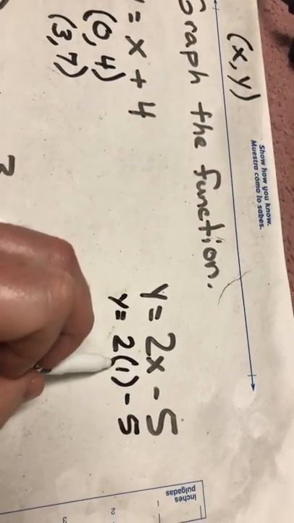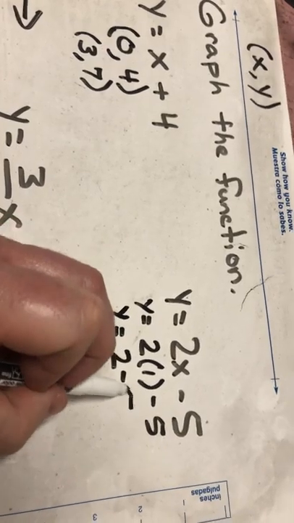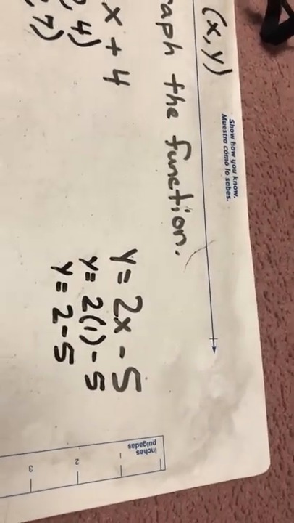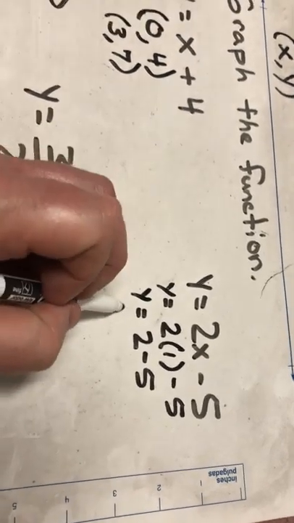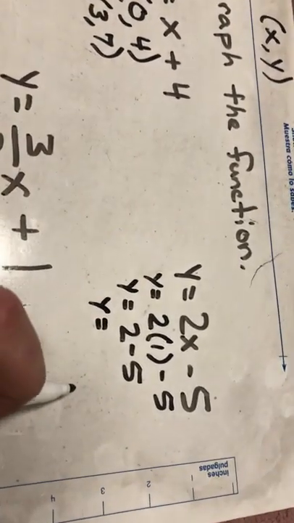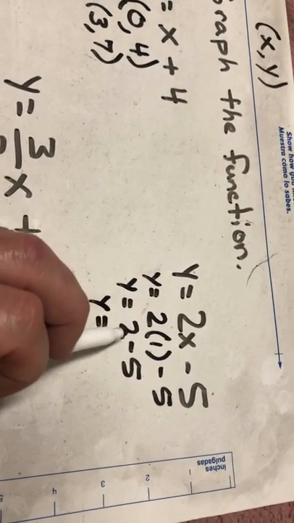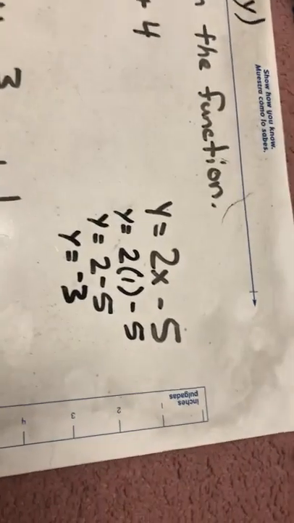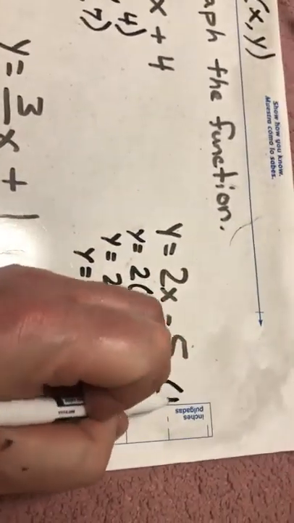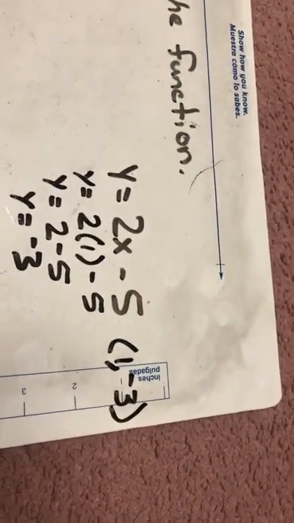Well, 2 times 1 is 2. So this is going to become y equals 2 minus 5. Okay? And then, well, 2 minus 5, that's going to be a negative number, but I know that I can just switch the 5 and the 2. 5 minus 2 is 3, so 2 minus 5 must be negative 3, which means that when x is 1, y is negative 3. And one of my ordered pairs is going to be 1, negative 3.